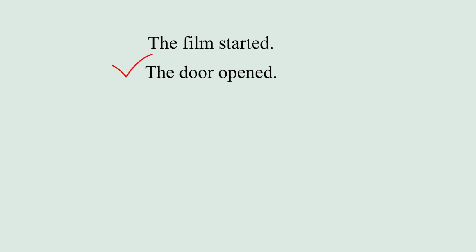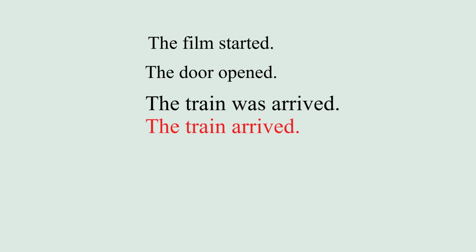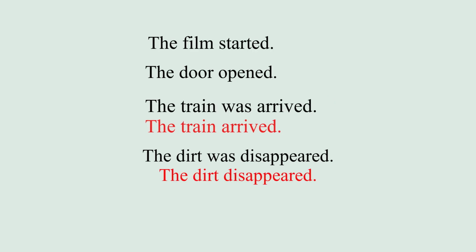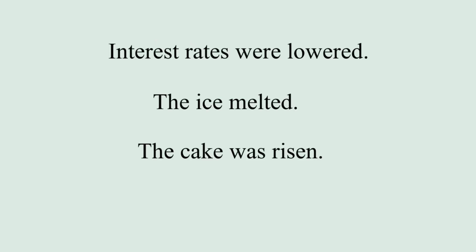So it is correct. The train was arrived. Again, arrived is an ergative verb and you can change it to the train arrived. The dirt was disappeared. As I mentioned before, disappear is a linking verb and here I can write it, the dirt disappeared. Interest rates were lowered. No change.